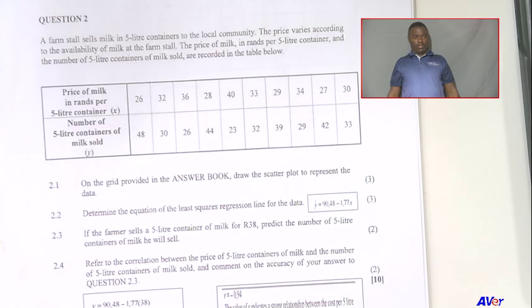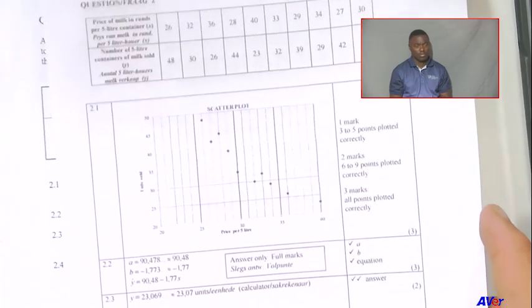a farm store sells milk in 5-liter containers to the local community. The price varies according to the availability of milk at the farm store. The price of milk in rands per 5-liter container and the number of 5-liter containers of milk sold are recorded in the table below. On the grid in the answer book, draw a scatter plot to represent the data. Now, people, then we've covered every type of question. Let's quickly have a look.